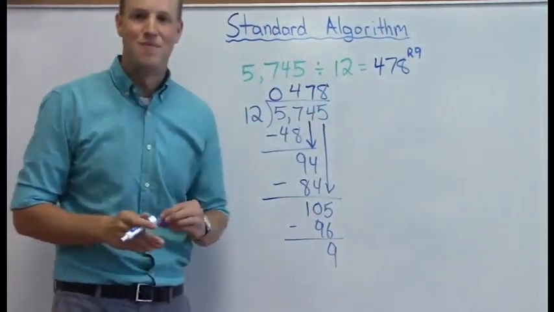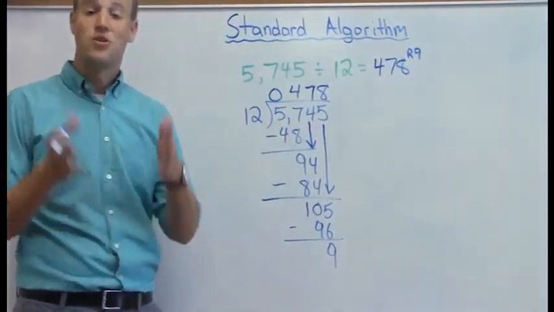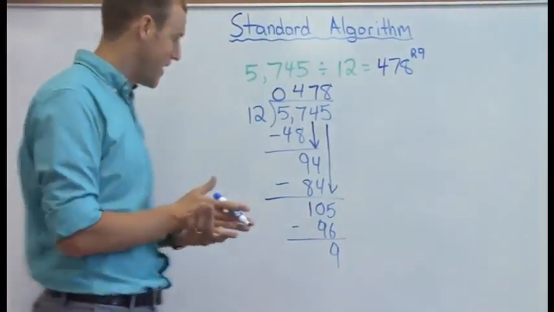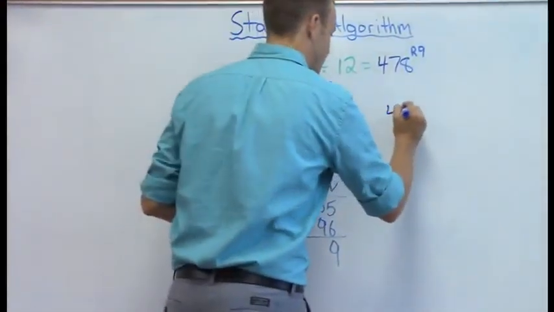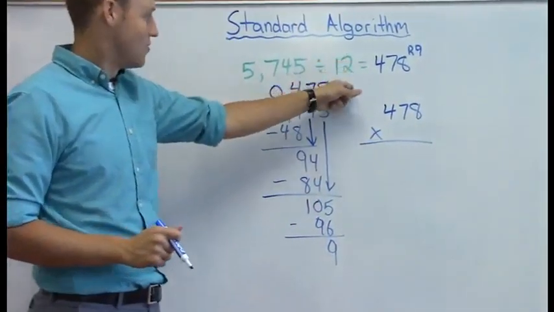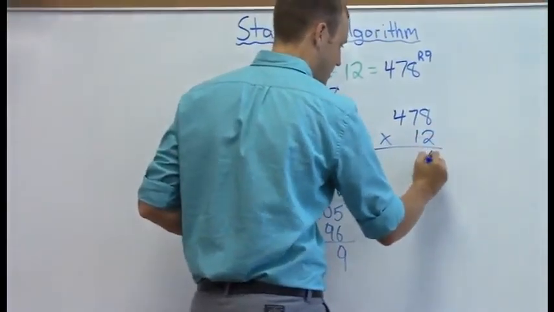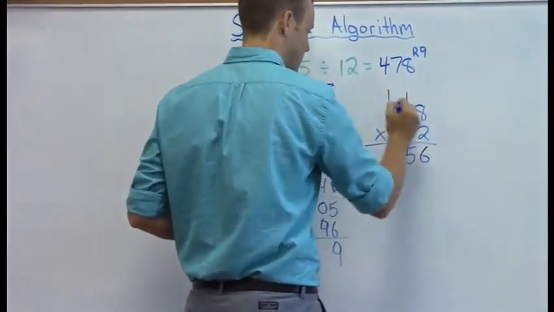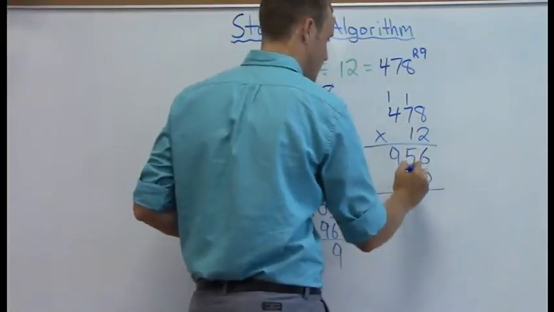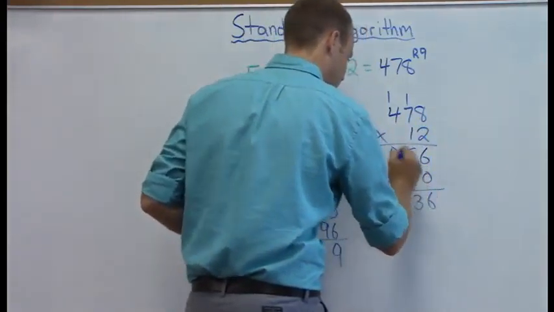Now, many of you have probably had a student do all the steps right and get the answer wrong. So, we're going to encourage our students in Carroll County to go back and check. And we're going to use multiplication. So, 478 times our original divisor, which is 12. And we're going to work this out. So 2 times 8 is 16. Put our placeholder. We're going to add this up.